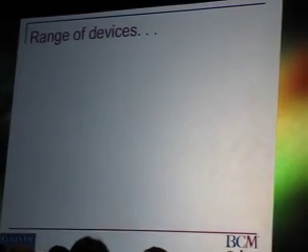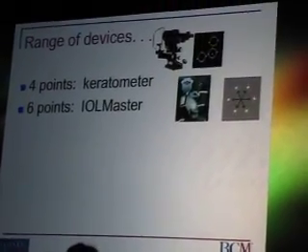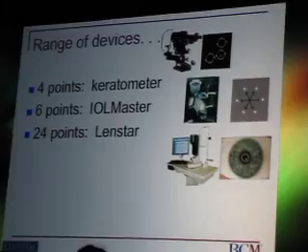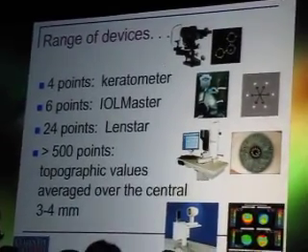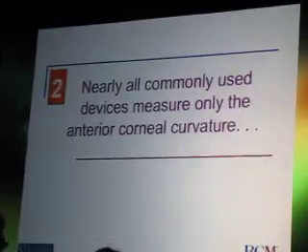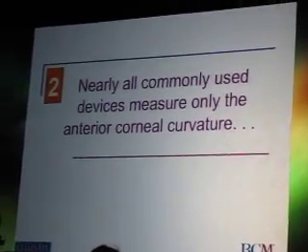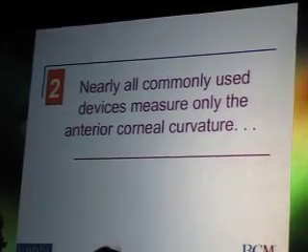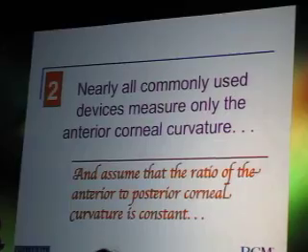We have a big range of devices, from the manual keratometer, going from 4 points, to the IOLMaster with 6 points, to the LENSTAR with 24 points of measurement, and then of course topographers. And they all do a great job in a standard situation. But number two, they all measure the anterior corneal curvature, all the devices I mentioned, and most of the ones that we use, and assume that the ratio of the front and the back is constant.